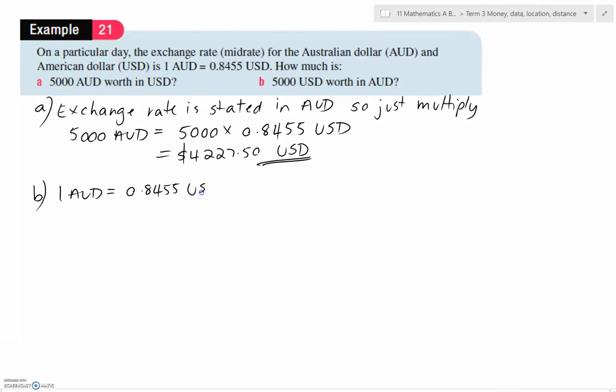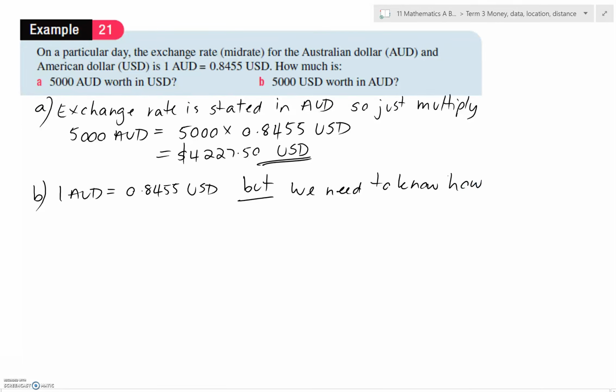0.8455 US dollars. So that's just the exchange rate. So that's the way it's stated now, but we need to know how much $1 US would give us in Australian dollars.